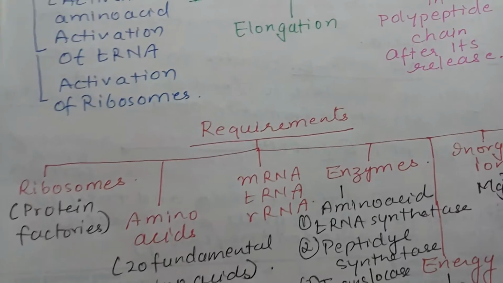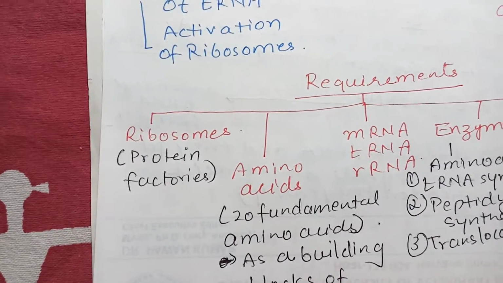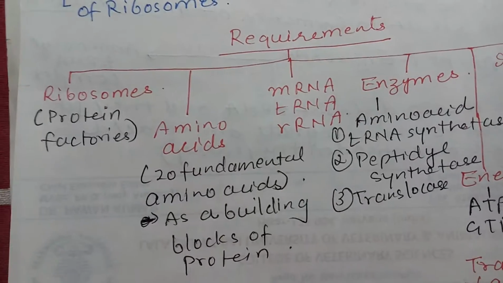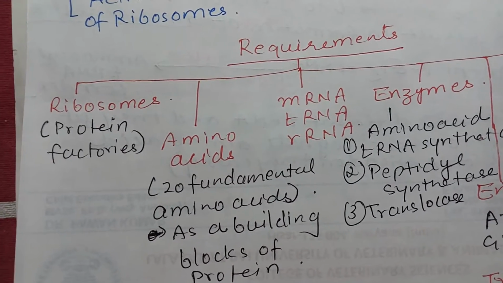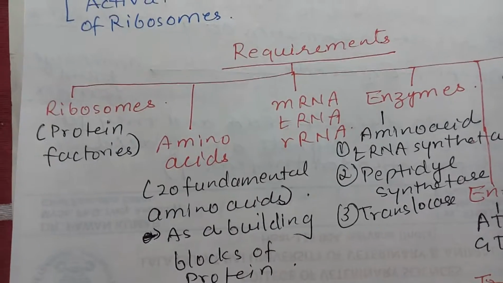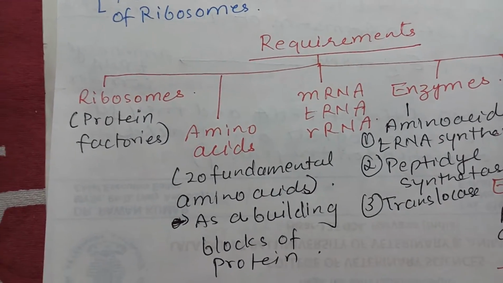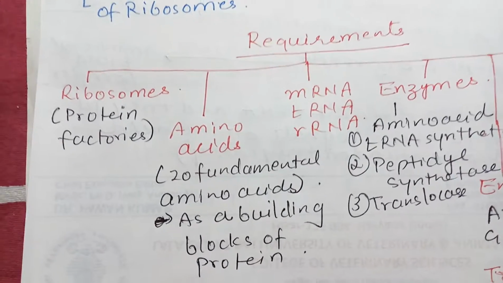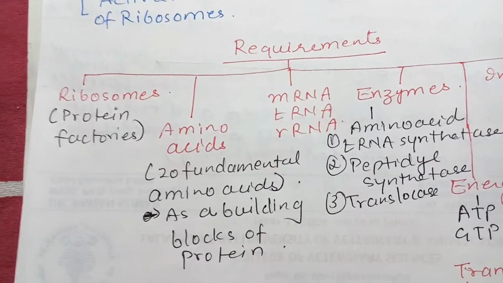Now, what are the requirements of translation? The first important thing is ribosome. As we know, they are known as protein factories. Then amino acids. There are 20 fundamental amino acids which are required for protein synthesis. In protein synthesis, one amino acid is linked with another by the peptide linkage and forms a polypeptide, and these are known as building blocks of the protein.